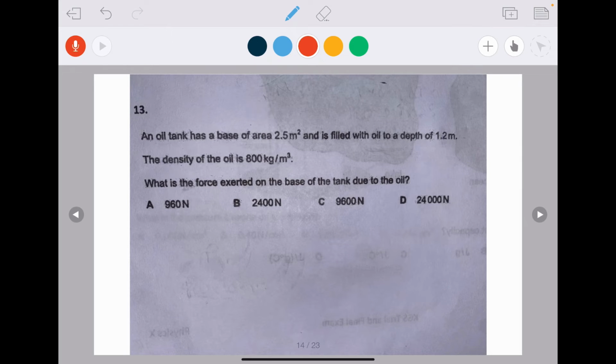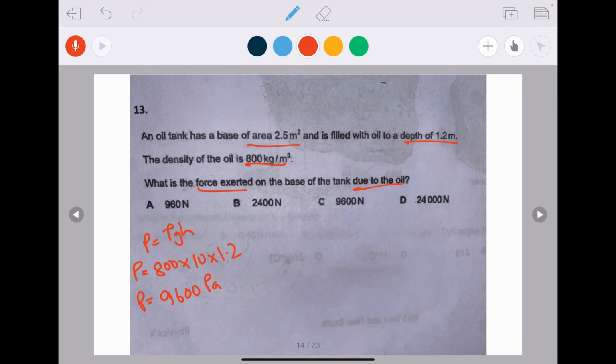Question number 13. An oil tank has a base of area 2.5 meters squared and is filled with oil to a depth of 1.2 meters. The density of the oil is 800 kilograms per meter cubed. What is the force exerted on the base of the tank due to the oil? So let's find the pressure first. In fluids, P equals rho g h. Therefore, P equals 800, which is the density, multiplied by g, which is always 10 as it is the gravitational field strength, multiplied by the height, which is given as 1.2. When we multiply this, we get 9,600 pascals.